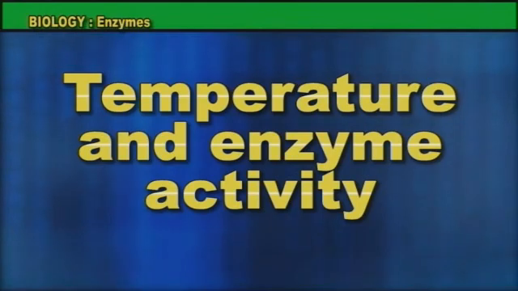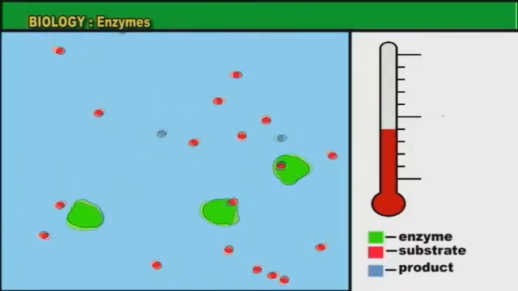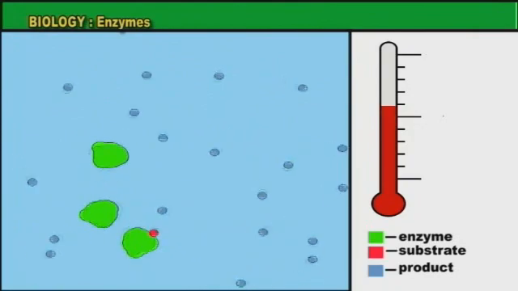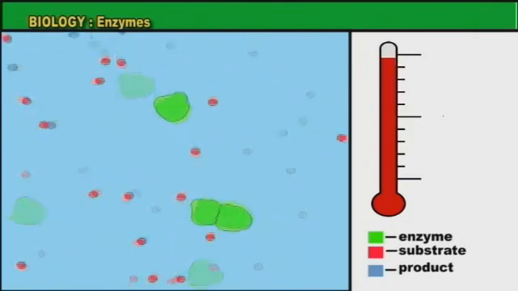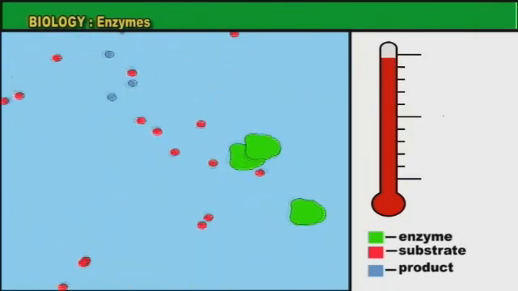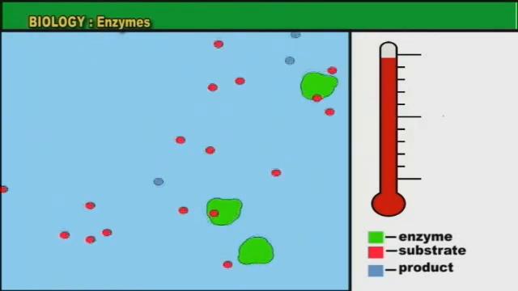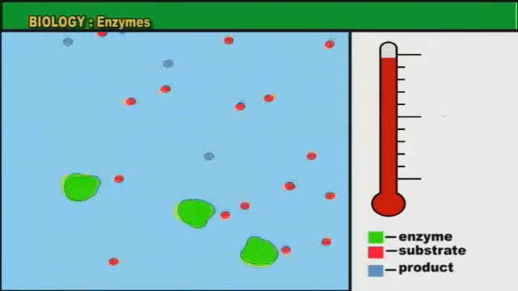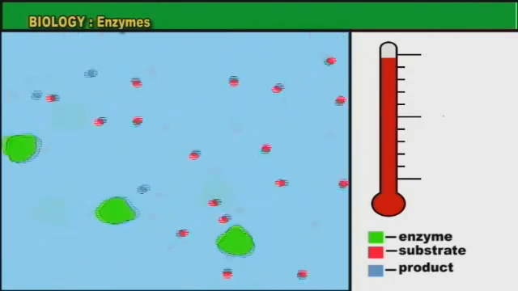Temperature and enzyme activity. Enzymes work best at an optimum temperature. At low temperatures, the enzyme is inactive. However, as the temperature increases, more kinetic energy is provided to the molecules involved. As such, the number of collisions between enzyme and substrate will increase.